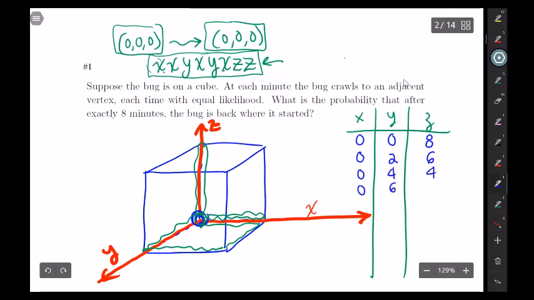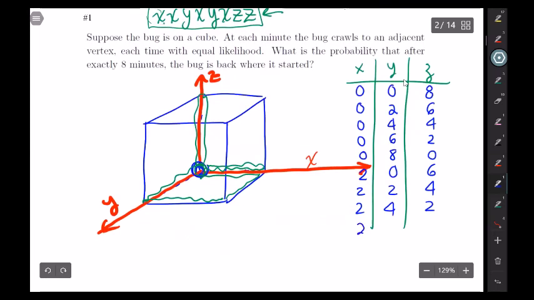Do you guys see that I'm trying to first count all the situations where X is 0. Then I can go to the situations where X is 2. 2, 0, 6, 2, 2, 4, 2, 4, 2, I think. There are so many cases. 2, 6, 0. I think we are done with the 2s, right?